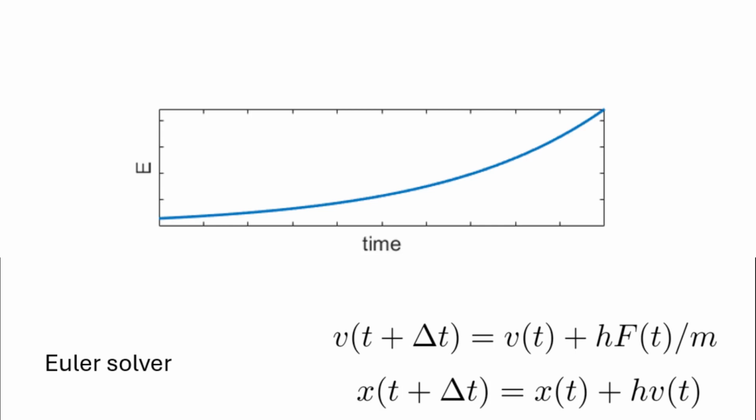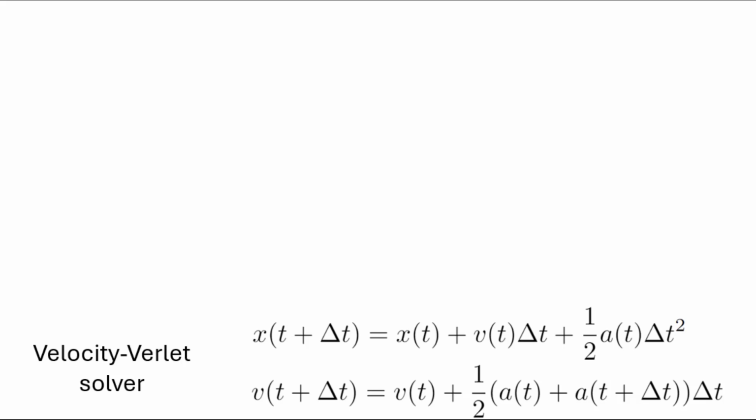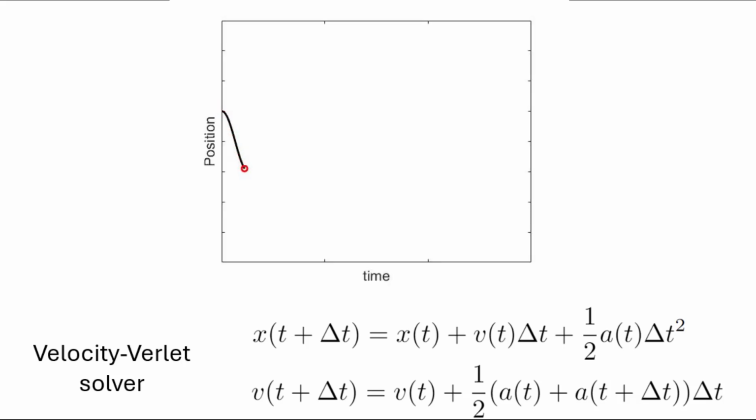We will therefore use a solver known as the Velocity Verlet integrator, specifically designed to respect energy conservation. It's given by this formula. Note how the acceleration also appears in the equation of the position. The computer now calculates the trajectory correctly, producing a sine wave with a constant amplitude.